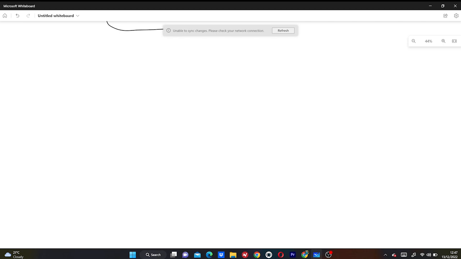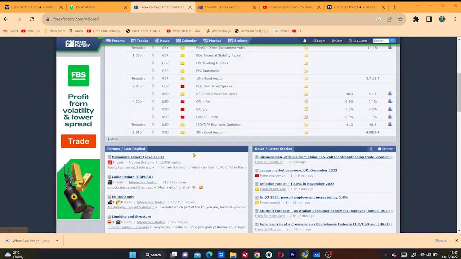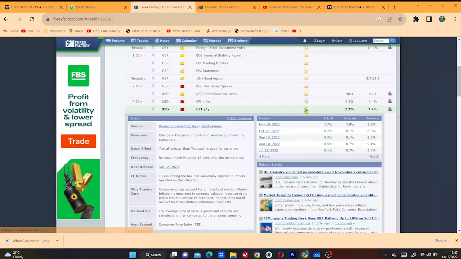Let me go over here so that we can check something. I'm going to the calendar so that we can check on this. And when we click the CPI over here, the yearly one here, we can see what will happen. And you can see the usual effect is that actual greater than forecast is good for a currency. So when CPI increases, you expect that things are going to be good, and that's why we expect things to be very nice.